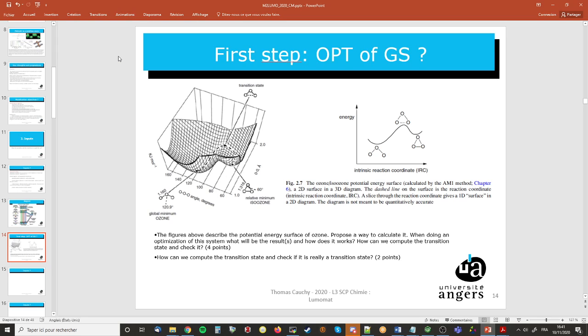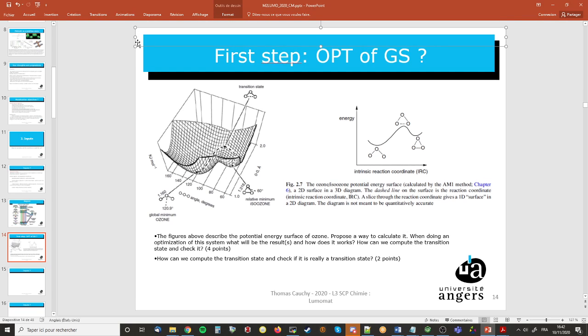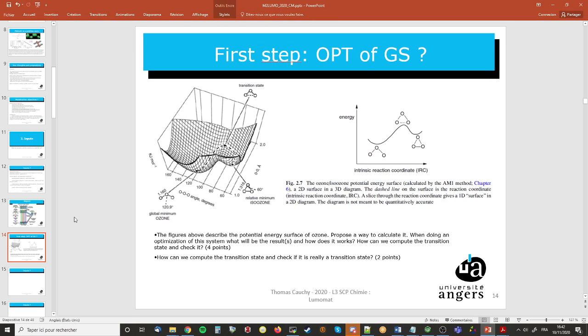Why will we stop on the first one? You said we have to start with reasonable structures, but why can't we, with our calculations, go to the global minimum? Why can we be stuck on the first minimum? So good question. So I will try.